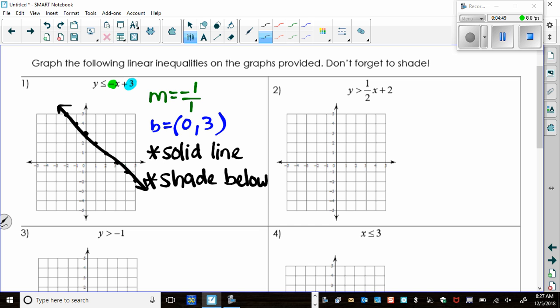And I'm going to be shading below this line because I have a less than symbol, and anytime you see the word less than, you think of smaller than. So basically it's saying y is less than any number on the right hand side. So all the numbers that are less than will fall under this line. So I'm going to shade that in.